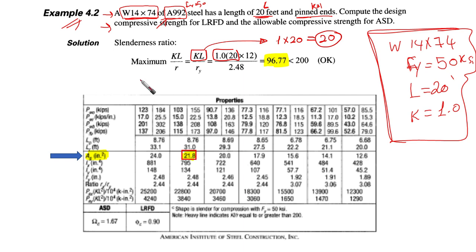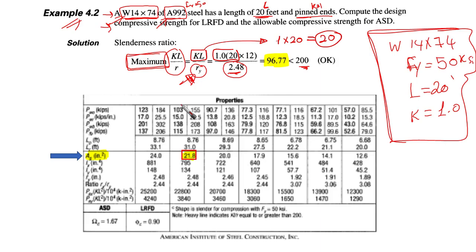Okay, so now the KL over R for this element, we are going to find it, because we need to always get the maximum KL over R to compare it with 200. This is our limit. So K, which is 1, times 20, which is the length in foot, times 12, which is the conversion from foot to inch, and then over 2.48, which is ry. From where can we get this ry? You can stop the video and go to the dimension and properties tables for this cross section, and you are going to find 2.48 for the radius of gyration, ry.